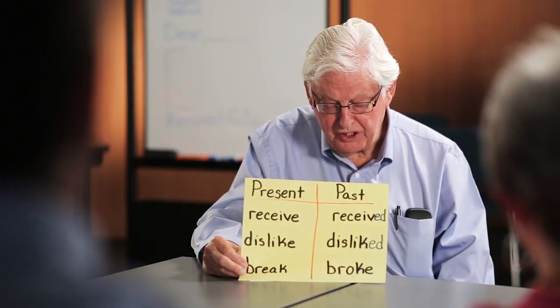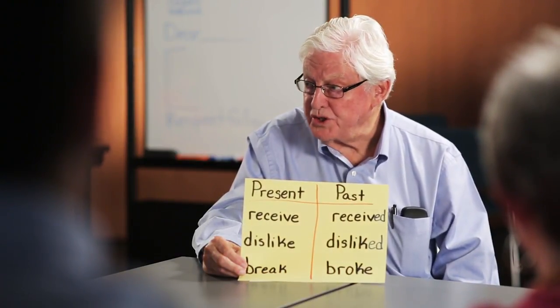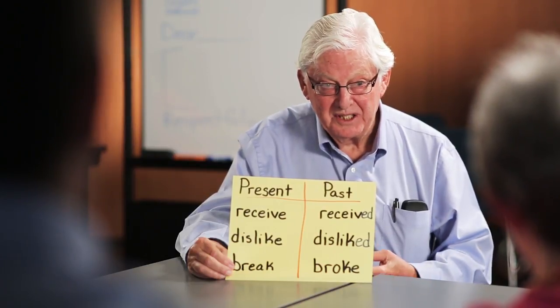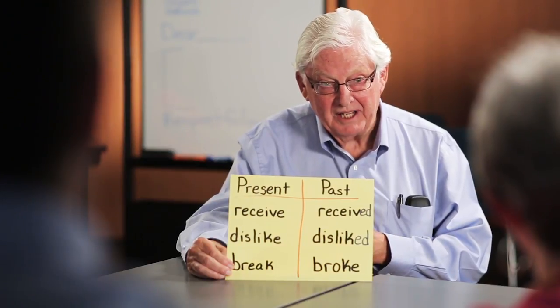Today, I receive. Yesterday, I received. Today, I dislike. Yesterday, I disliked. Today, I break. Yesterday, I broke. This is entirely different than the previous examples. It's an example of irregular tense.